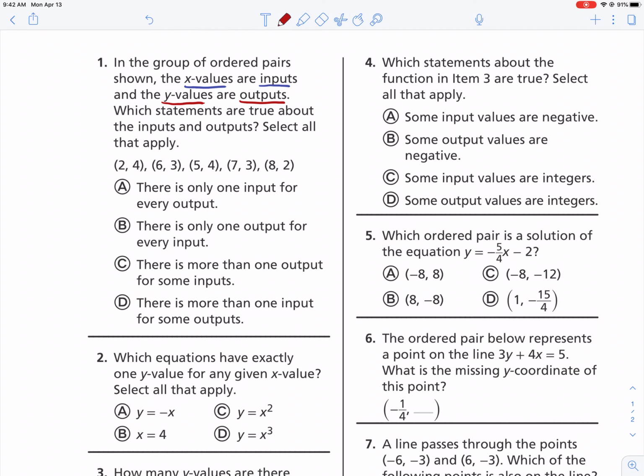Select all that apply. Okay, and oftentimes when it says select all that apply, it means that there's more than one. So we have some coordinates, and we look through. If we plug in a 2, a 4 comes out. When we plug in a 6, a 3 comes out. When we plug in a 5, a 4 comes out. A 7, a 3 comes out. And an 8, a 2 comes out.